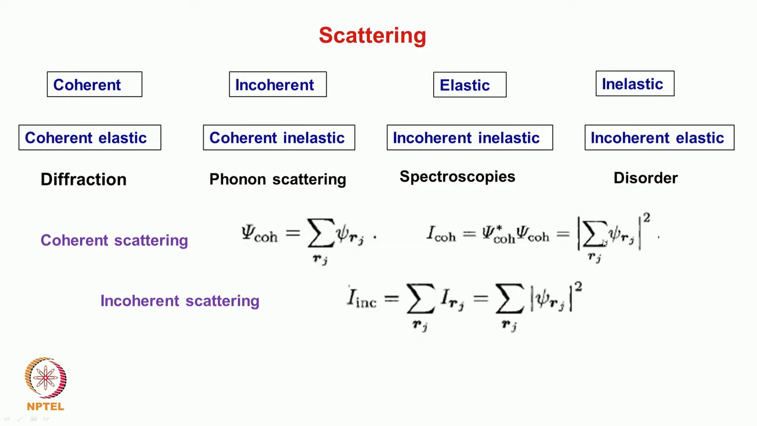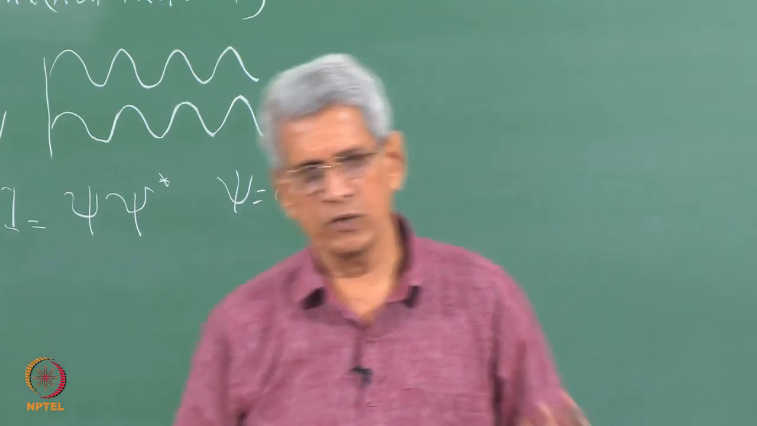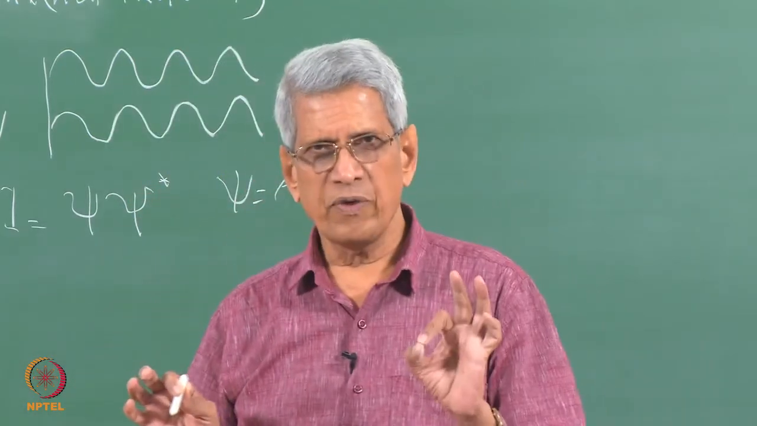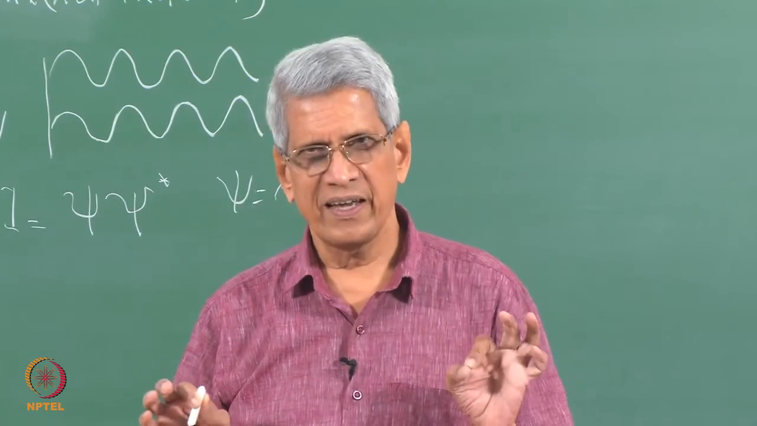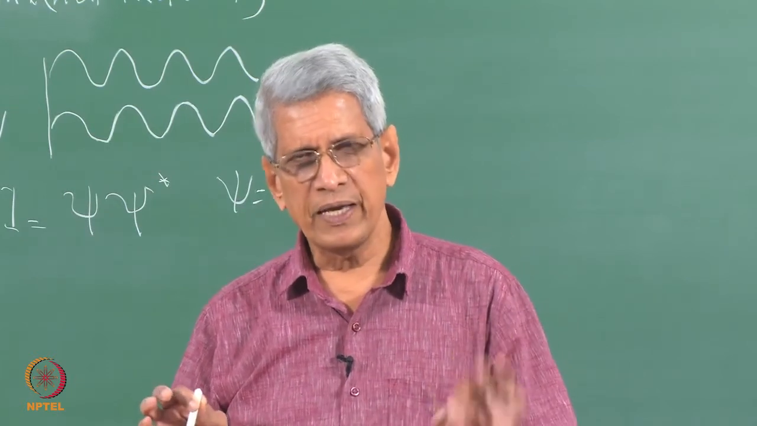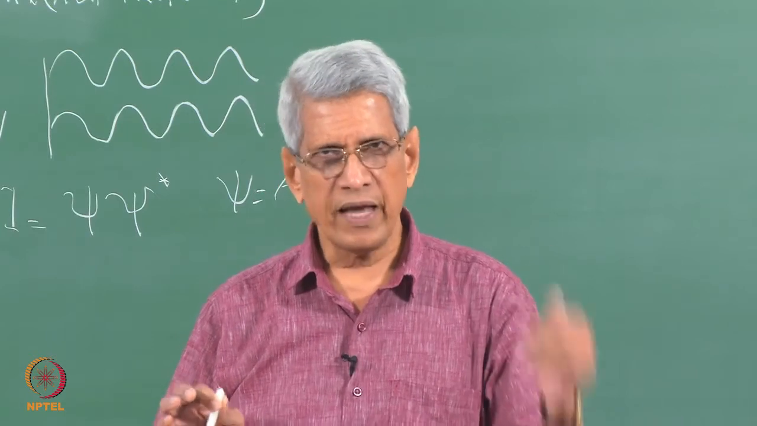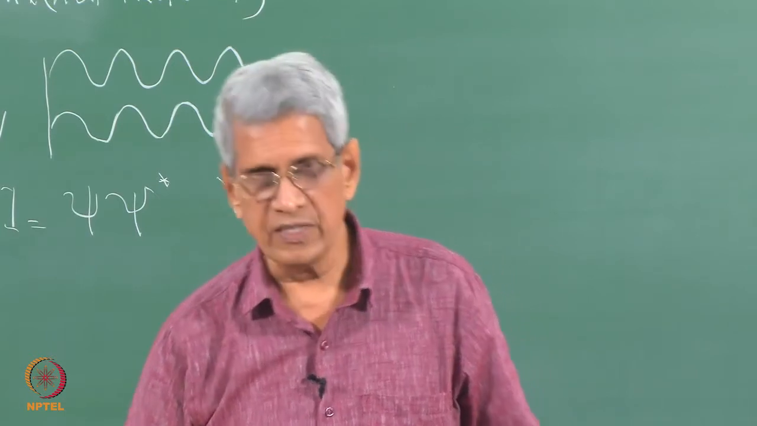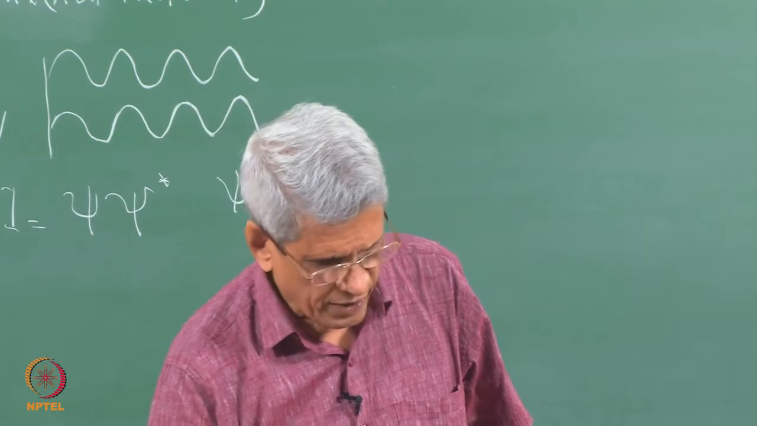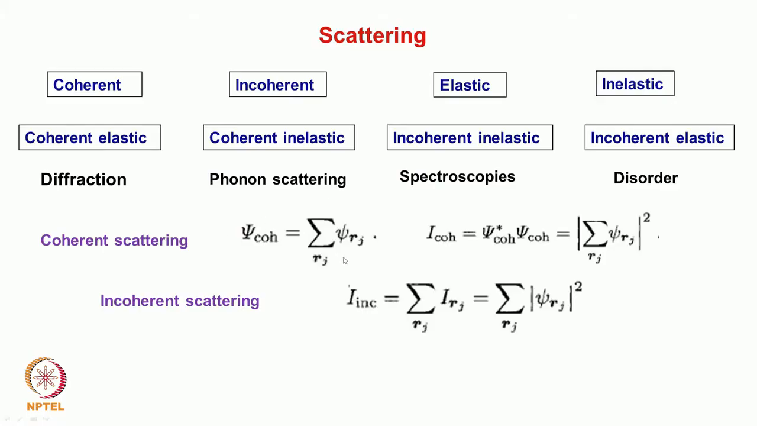Incoherent scattering is where, since the process itself is incoherent, for each process we find out the psi star for each individual event and add all of them together. That gives rise to the total intensity. For diffraction, essentially it is a coherent elastic scattering, so we have to add the amplitudes together and then find out the intensity.